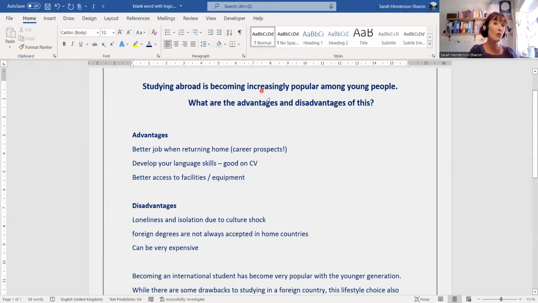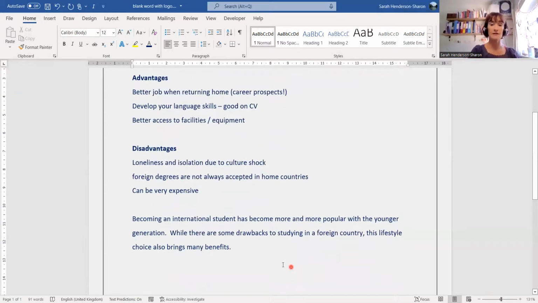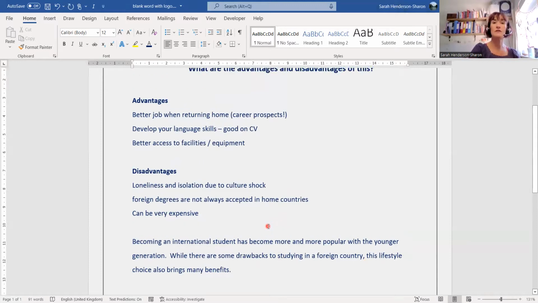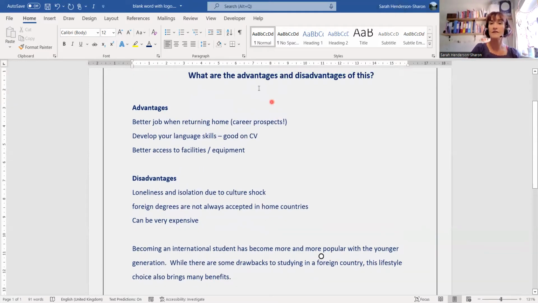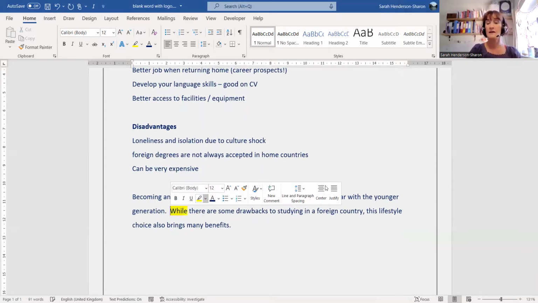One perhaps flaw with my paraphrase is I haven't really got this concept of increasingly. So I might actually want to change this. And then instead of young people, I've got the younger generation. So that's my paraphrase. Now, in this second sentence, I've kind of introduced the idea of the advantages and disadvantages. But the word that I really want you to pay attention to is this word here.